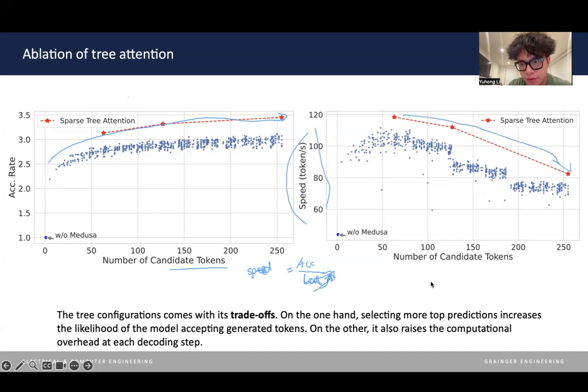In our experiments, we found that the number of candidate tokens around 64 is the best for models only 100. But for different hardware, there are different numbers. These should be configured and explored. It's like hyperparameters.